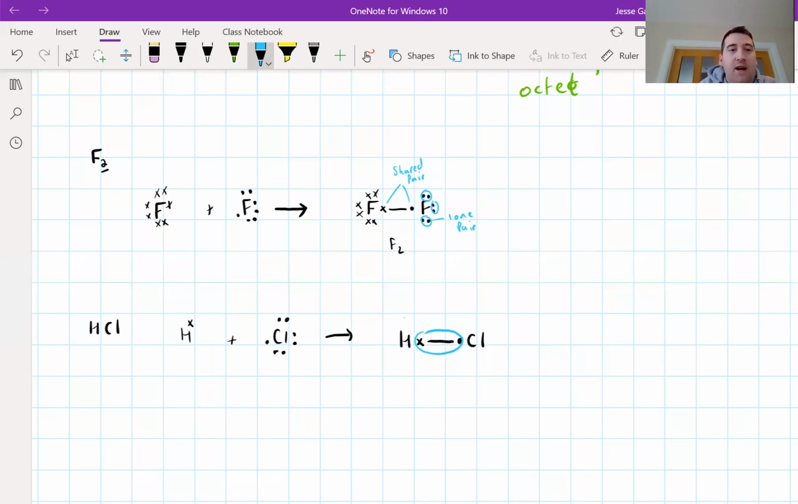And the chlorine has the shared pair, but it's also got 3 lone pairs shown in blue here. These are the 3 lone pairs. So it's got 3 lone pairs, 2 electrons, 2 electrons, 2 electrons, and then a shared pair is 8. So again, both atoms satisfy the octet rule.